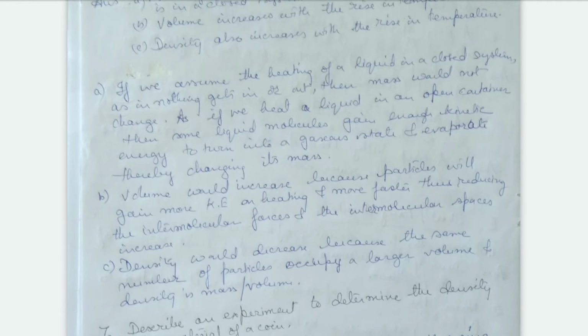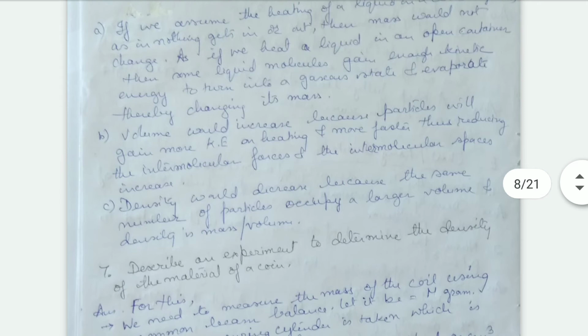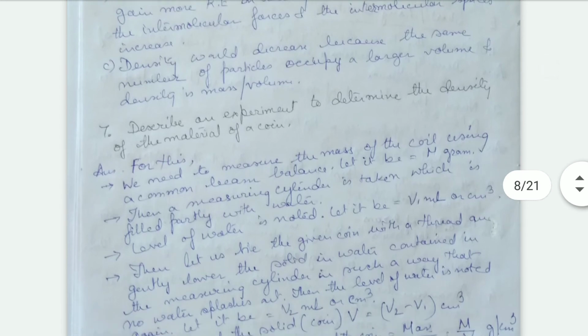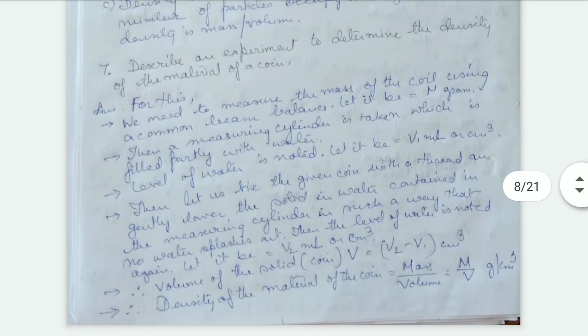Next, the density also decreases with the rise in temperature. Density would decrease because the same number of particles occupy a larger volume. Mass remains constant or becomes somewhat less, but the volume will increase. The density formula is mass by volume, so if the volume increases, the density decreases. So next question: describe an experiment to determine the density of the material of a coin.